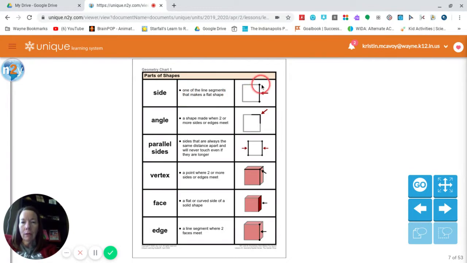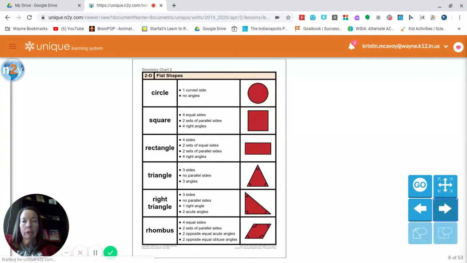Okay, so the 3 parts of shapes that pertain to flat shapes are side, angle, and parallel sides. And here we are on Geometry Chart 1. The next geometry chart, number 2, looks at 2D flat shapes.